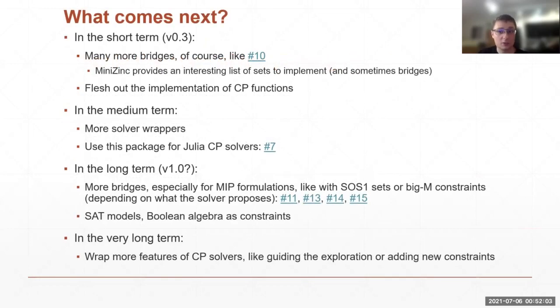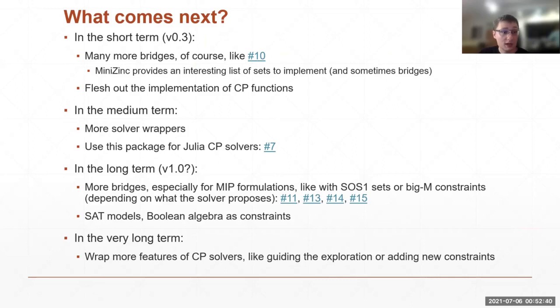And then what comes next for constraint programming extensions? In the short term, I will implement quite a few more bridges to provide new functionalities, such as new sets that you can use in solvers. And MiniZinc provides a quite interesting list of sets that are useful to implement. It also provides sample bridges for these problems. Also, I plan to flesh out a bit the implementation of CP functions so that you can use other kinds of models for your application.